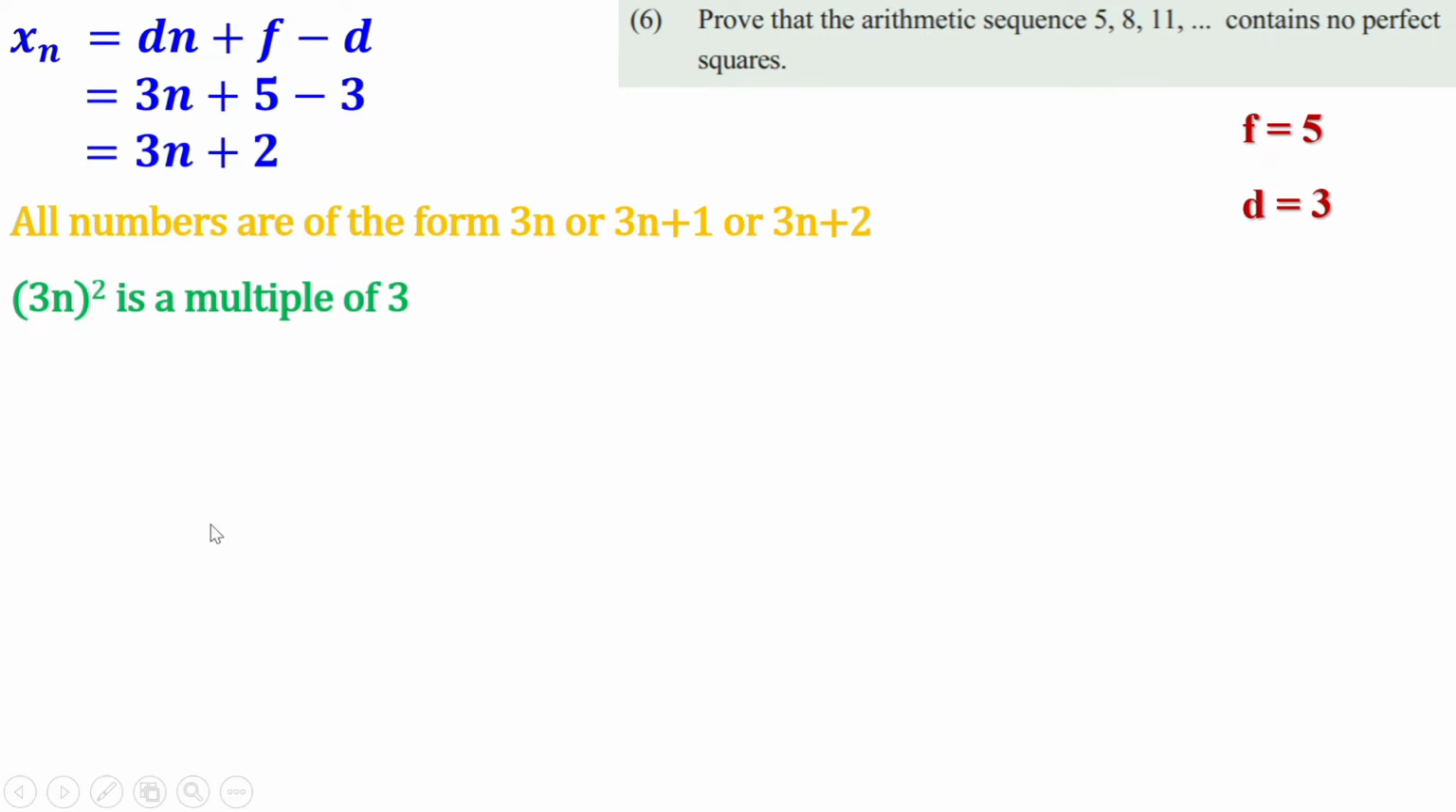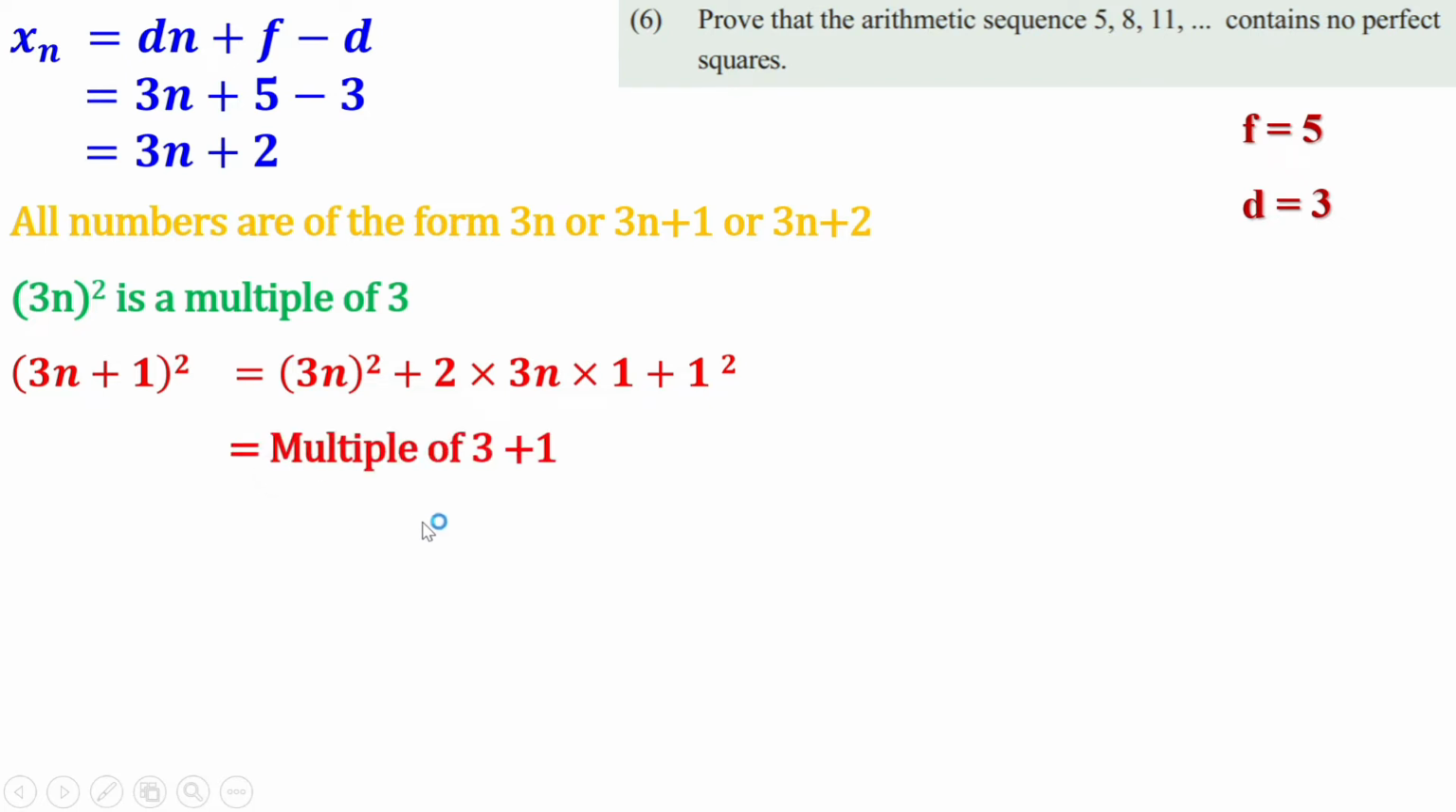Now let us take all those numbers which are of the form 3n plus 1 and let us find out the square. The square is first term square plus 2 into first term into second term plus second term square. We know 3n is a multiple of 3. So 3n square is also a multiple of 3. 2 into 3n into 1 is a multiple of 3. And we know when two multiples of 3 are added, it is again a multiple of 3. So up to this is a multiple of 3. Then plus 1 square means 1. So we can say this is equal to a multiple of 3 plus 1. That means it is not of the form 3n plus 2, but it is of the form 3n plus 1. So it's also not a term of this sequence.